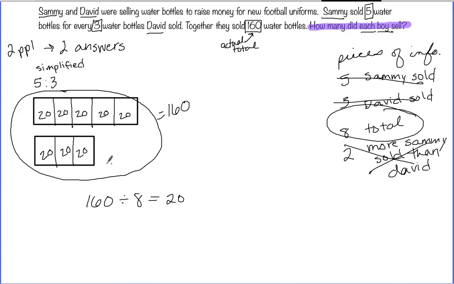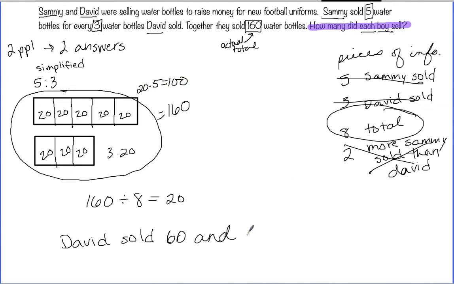So I know I do 3 times 20 and that tells me that David sold 60 and I can do 20 times 5 and that's 100 and Sammy sold 100 water bottles.